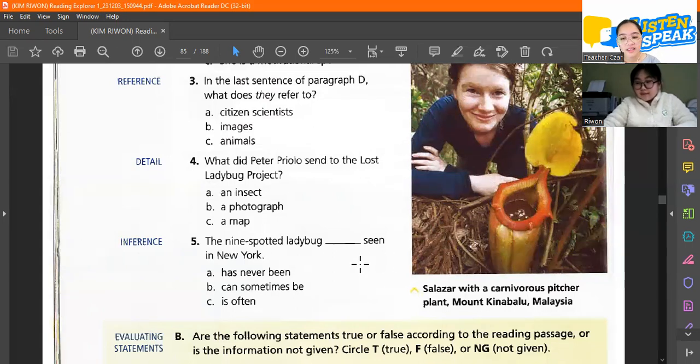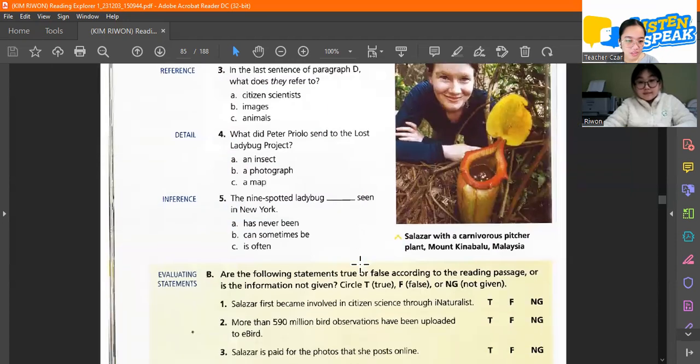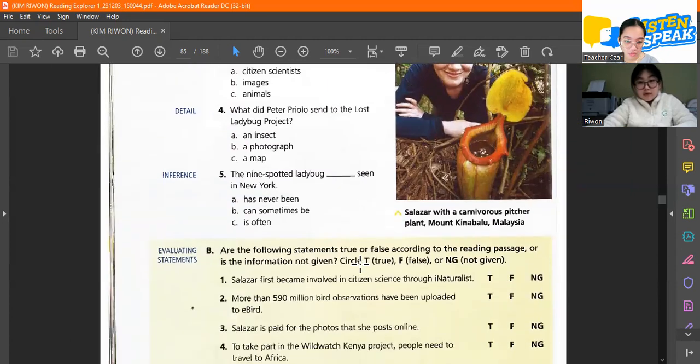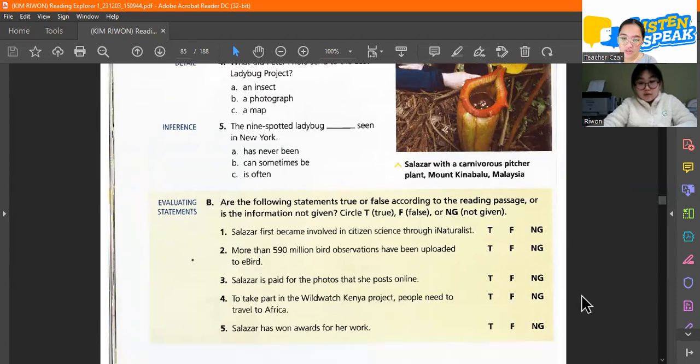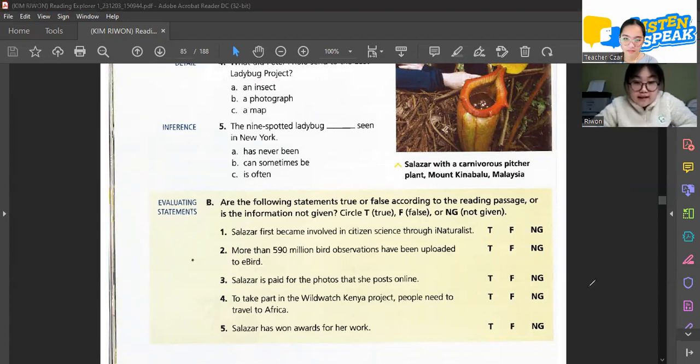Okay, very good. Now, we will be moving on here to evaluating the statement, where we just need to answer if it is true, false, or not given. Okay. Salazar first became involved in citizen science through a naturalist. False. Yes, it's false.